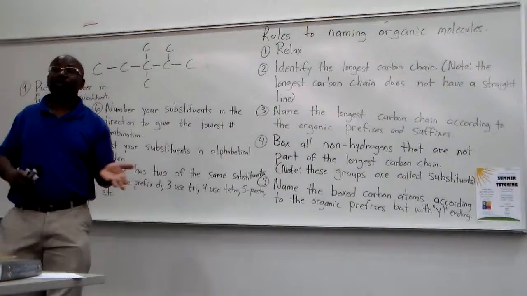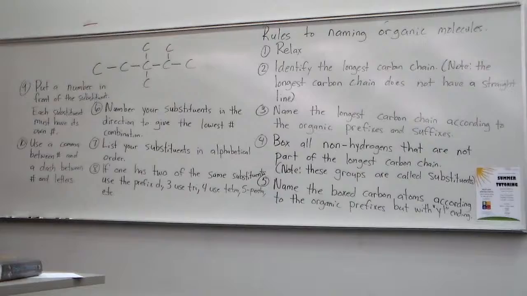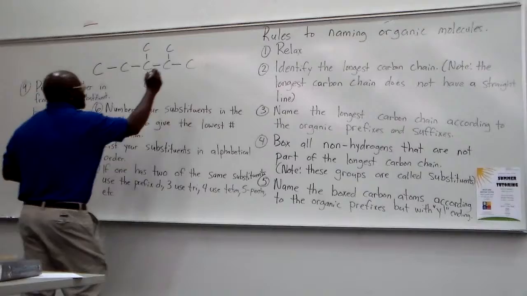There are two ways in which you can form 5: one is a straight chain and one is a bent one. I would go with the straight one first, because it's much easier to follow. So the first thing we do is find our longest carbon chain. In this case, it would be 5 carbons.